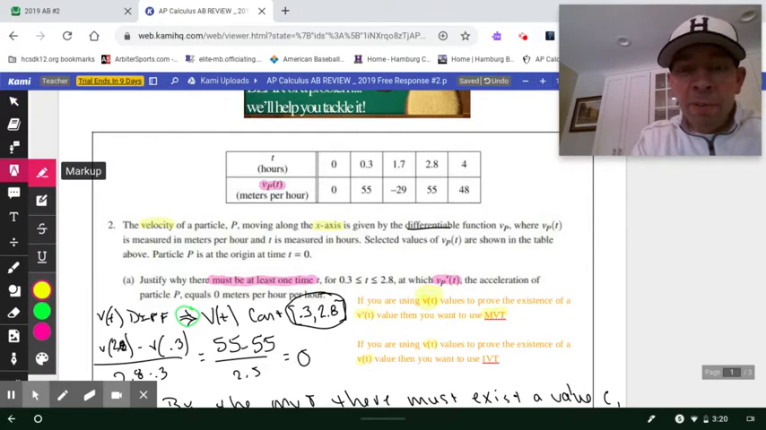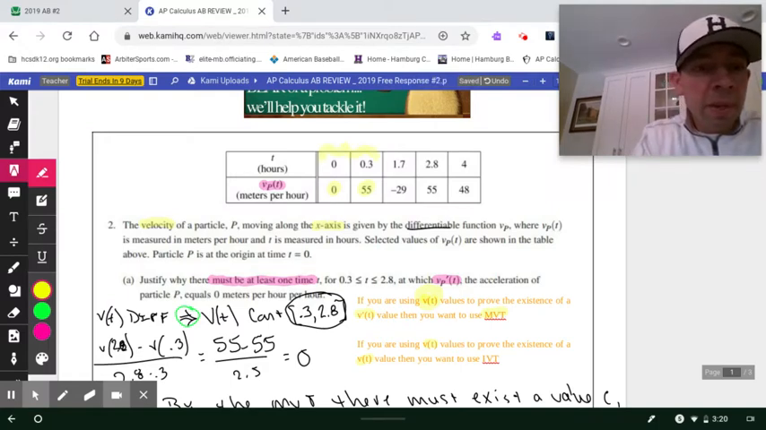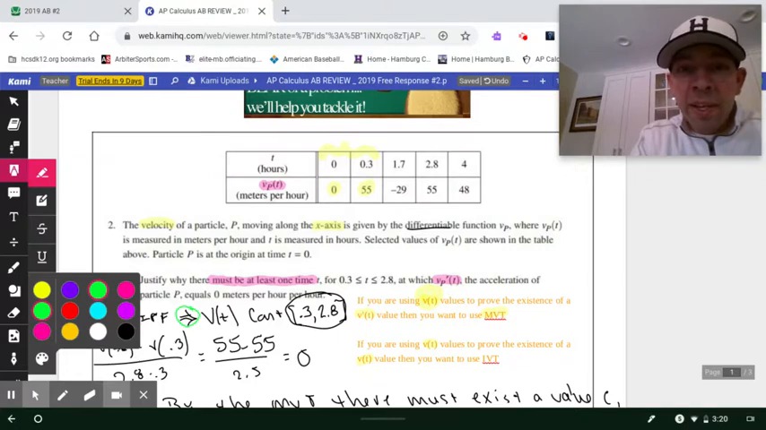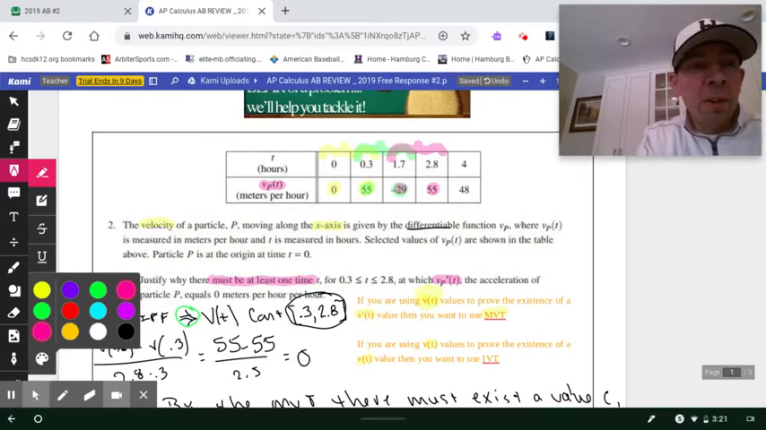The very first trapezoid is going to have heights of 0 and 55. Those are the two numbers I'll add together. Their base is going to be 0.3 units. The second trapezoid is going to have heights of 55 and negative 29 with a base of 1.4 units. Notice how I subtracted the 0.3 from the 1.7. The third trapezoid is going to have heights of negative 29 and 55 and a base of 1.1 units. So that gives you a little overview of what my setup's going to look like.